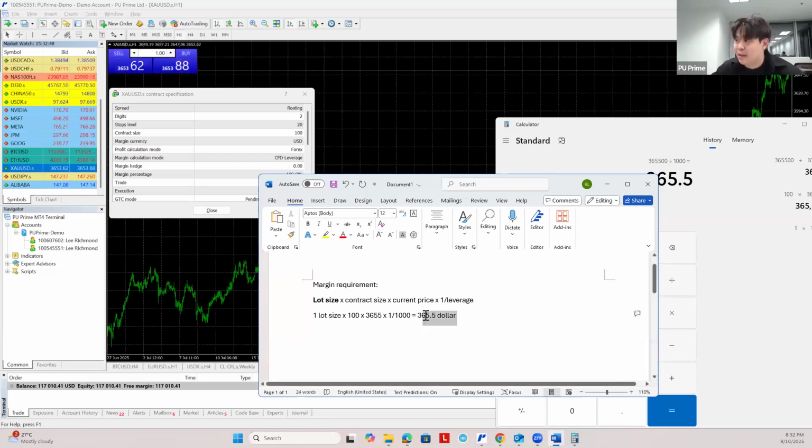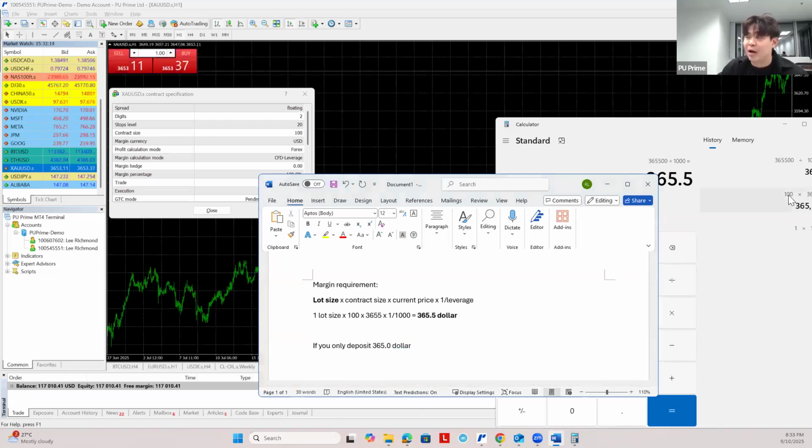But this is just a minimum deposit. It doesn't mean that you must just deposit this one in order for you to do one lot. You can actually deposit more than that in order for you to tank the risk. Because sometimes you might be wondering, if you deposit less than $365.5, let's say if you only deposit $365.0, not $365.5, you're not able to open the positions one. You cannot, because the margin requirement, which means that the minimum deposit for you to open one lot, you need to deposit until this amount.